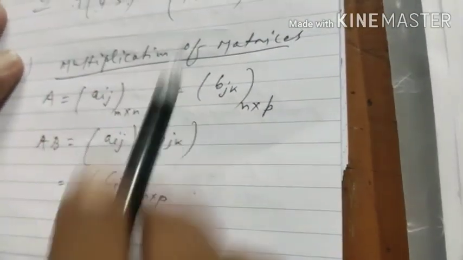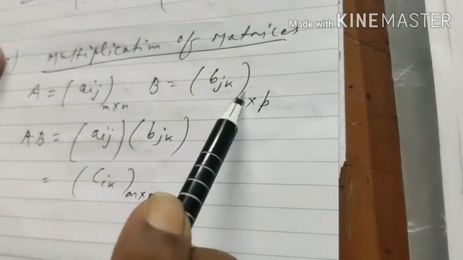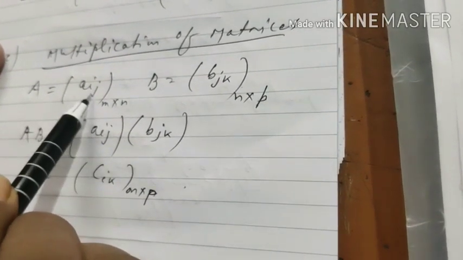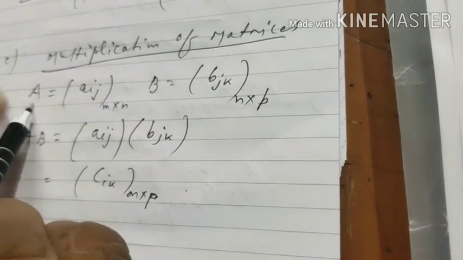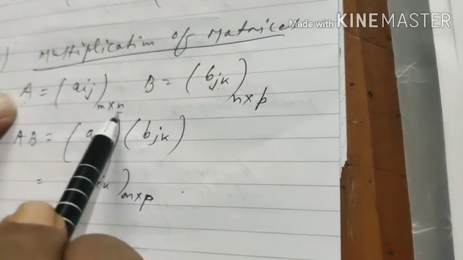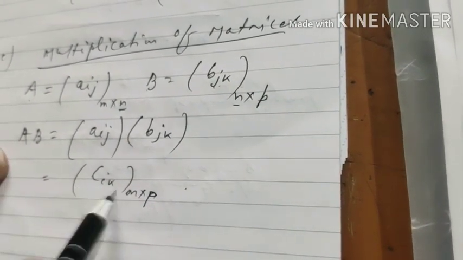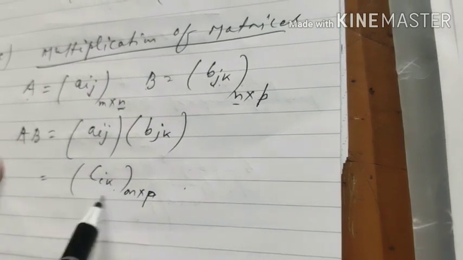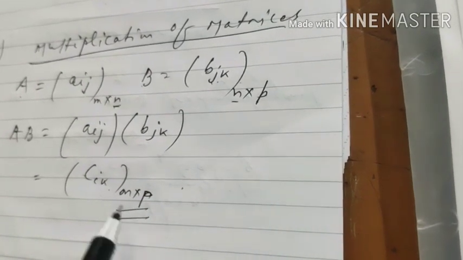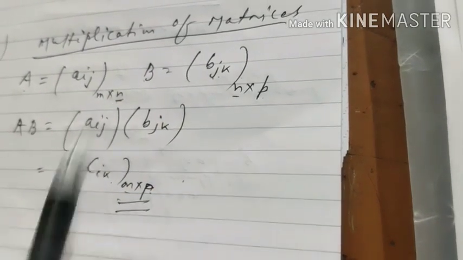Multiplication of matrices. A is equal to Aij, B is equal to Bjk. The number of columns in A and the number of rows in B must be the same, this is N and this is N. The answer AB can be written as Cik, the sum of Aij Bjk, and the order is M by B. Multiplication of N by N.